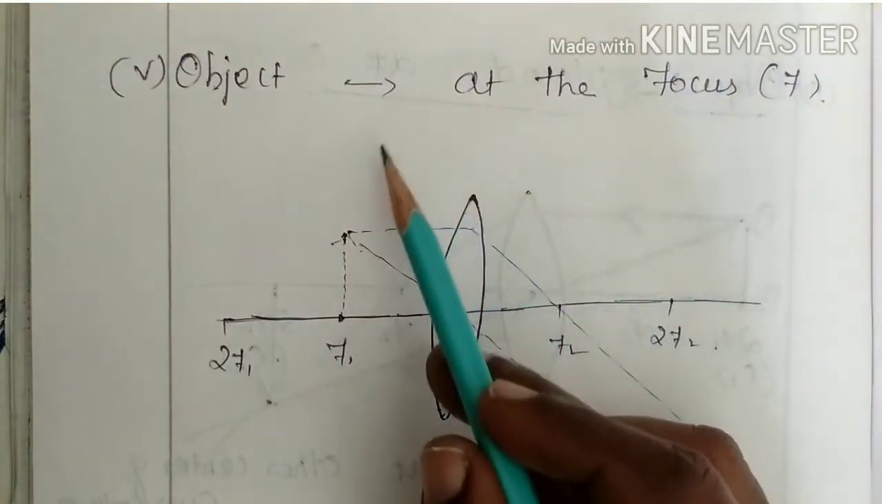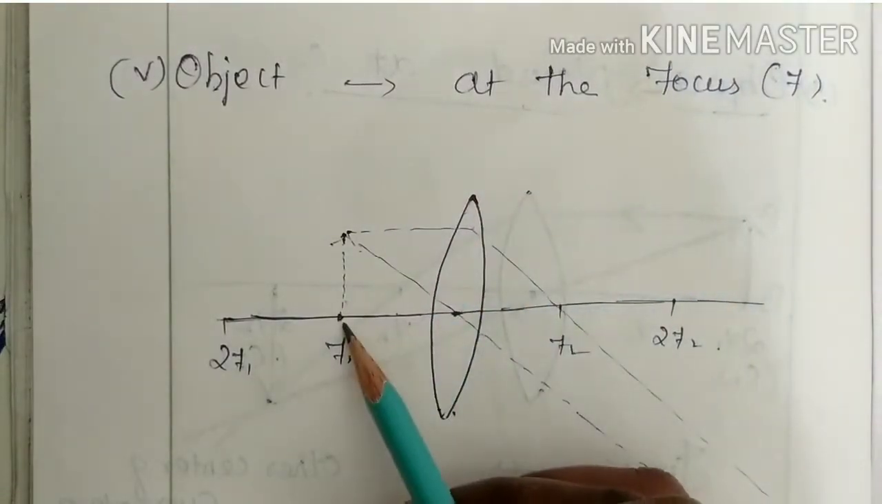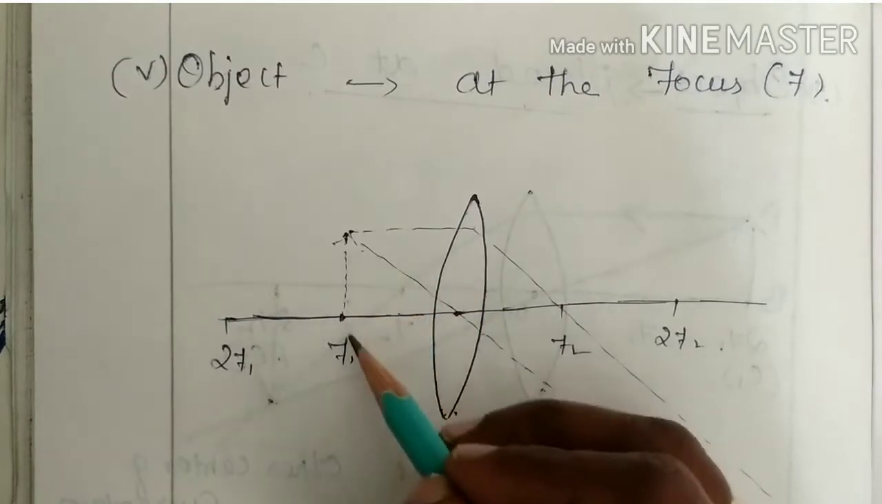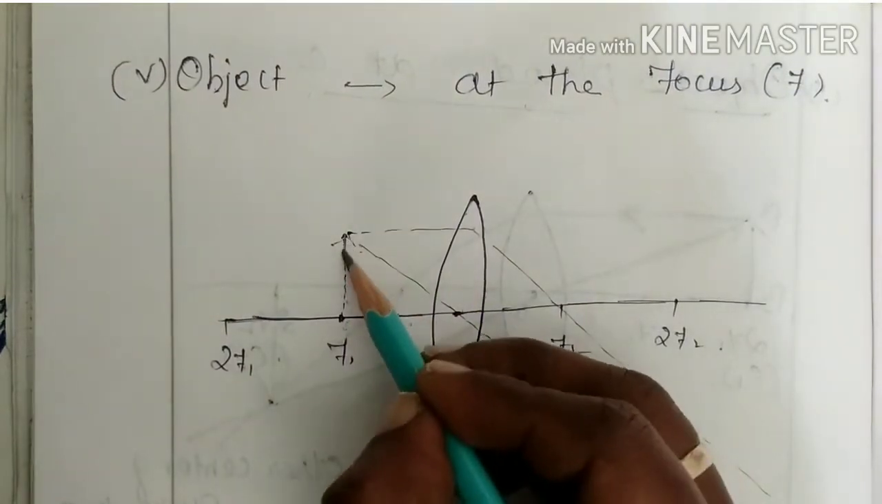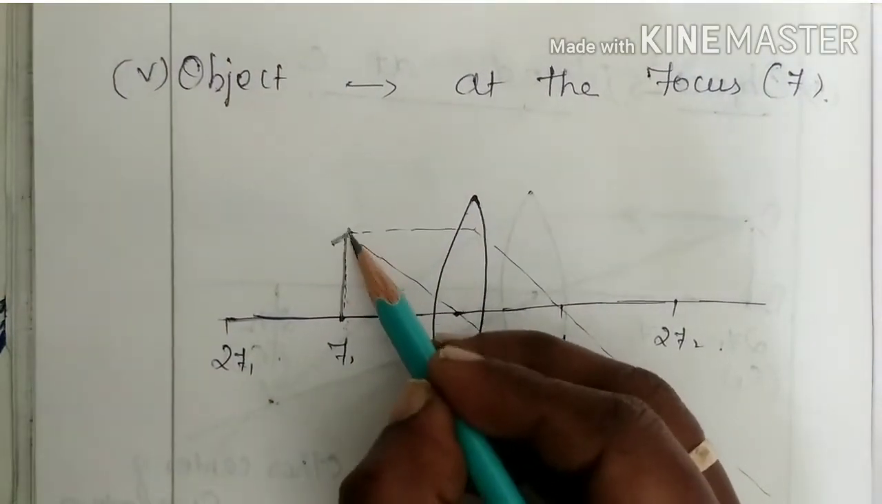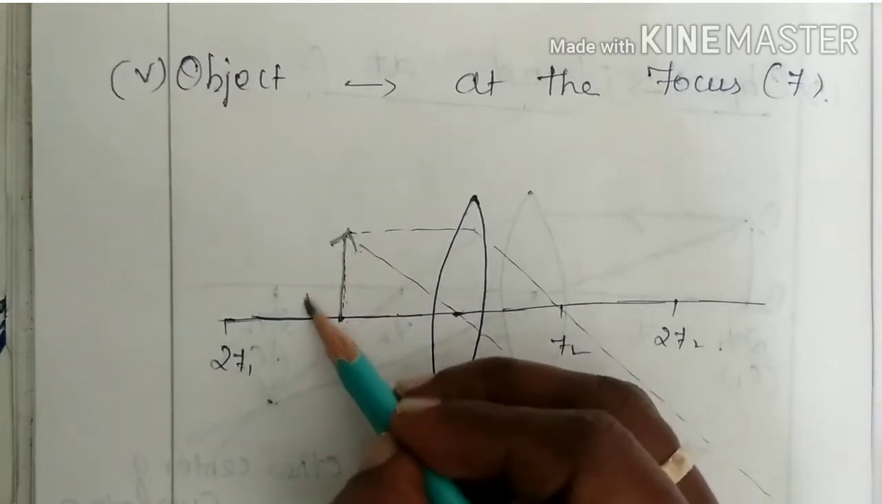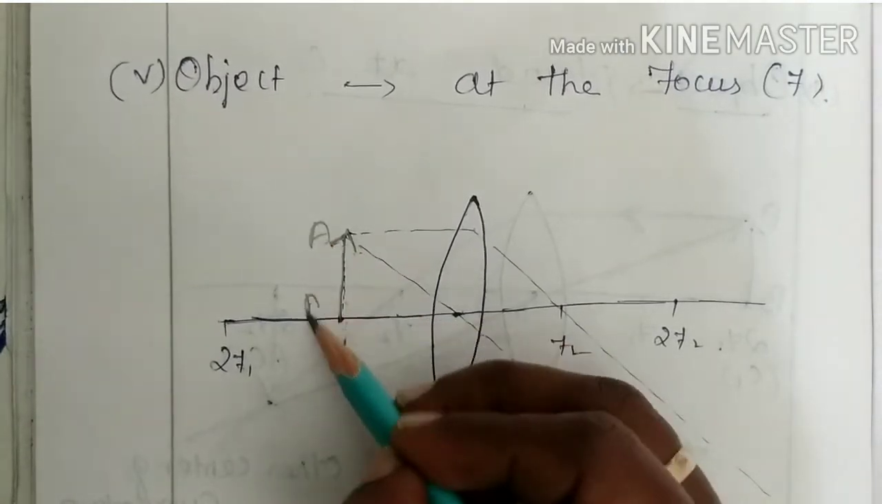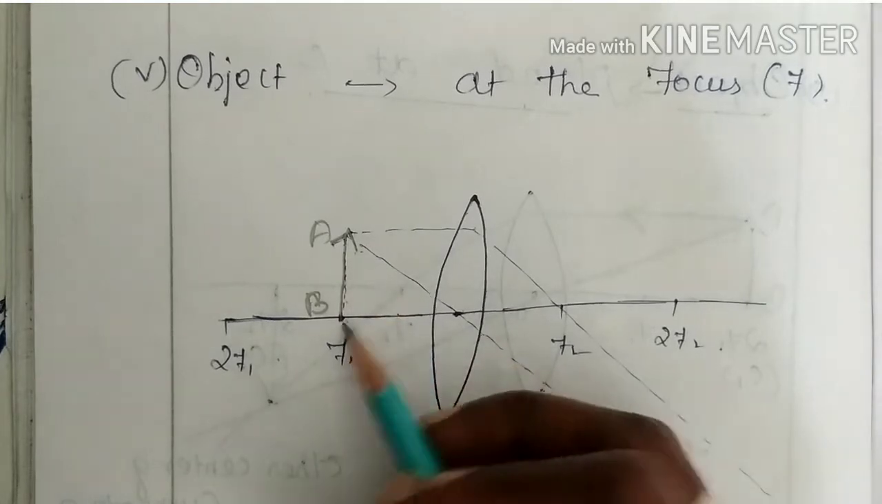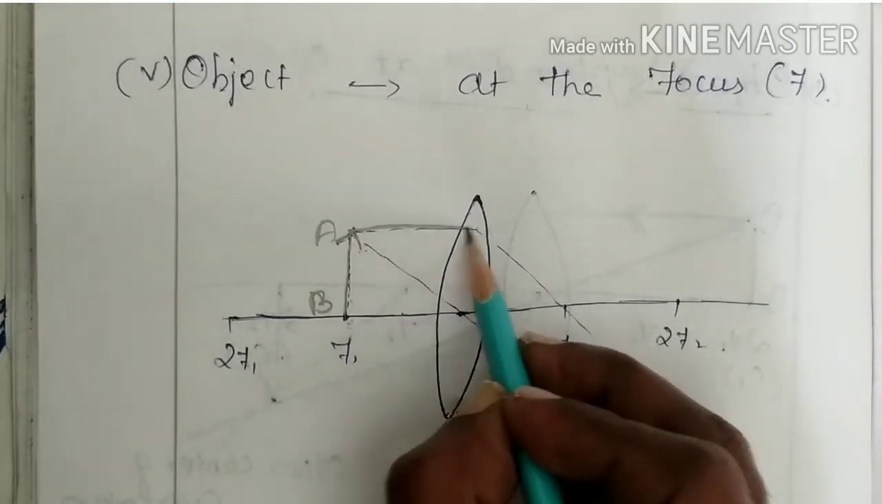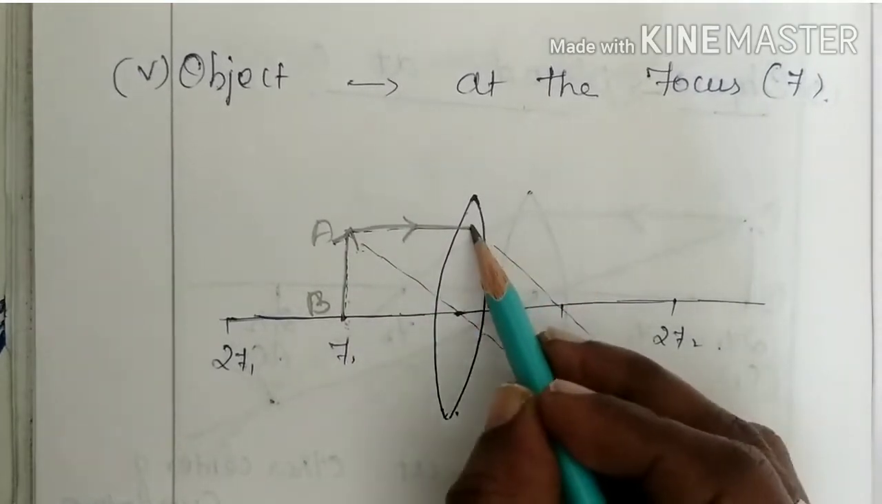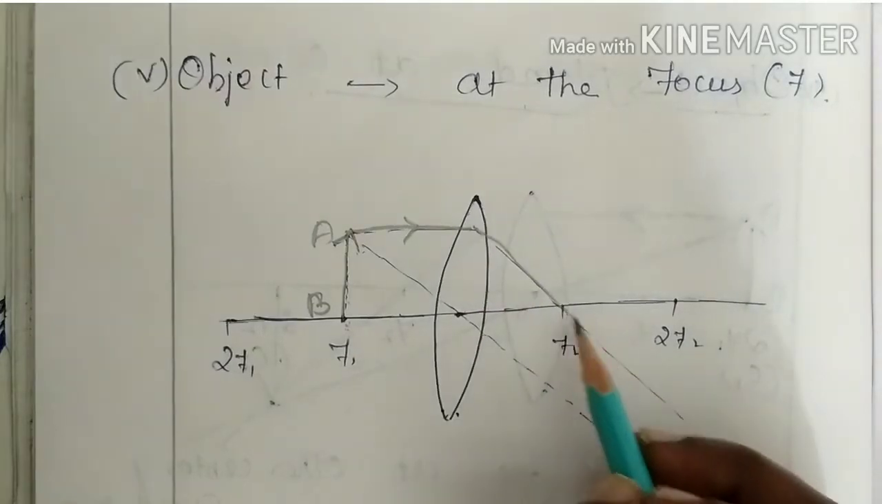If you are keeping the object at the focus, where can we get the image? Listen here. So this is the focus point. Now we are going to place the object here, at the focus. AB be the object. We are placing it at the focus. First the parallel ray will meet on the principal focus.